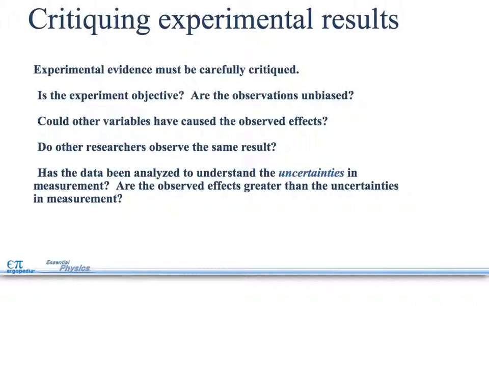Do other researchers observe the same result? So once you publish your results, others are going to do the same experiment and see if they get the same results you did. Has the data been analyzed to understand the uncertainties in measurement? Are the observed effects greater than the uncertainties in measurement? There are uncertainties in everything that you do because some measurements might be off by a little bit. That's why we give a plus or minus a lot of times when we give answers in science. It'd be plus or minus 1 or plus or minus 2, or it might even be a decimal point.